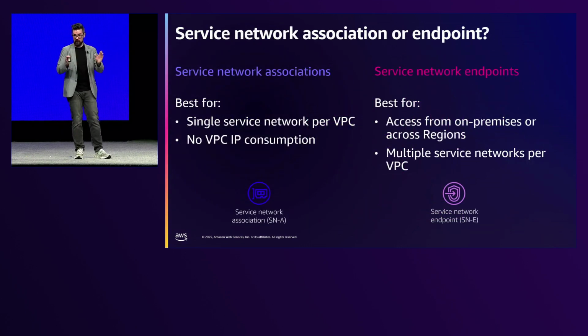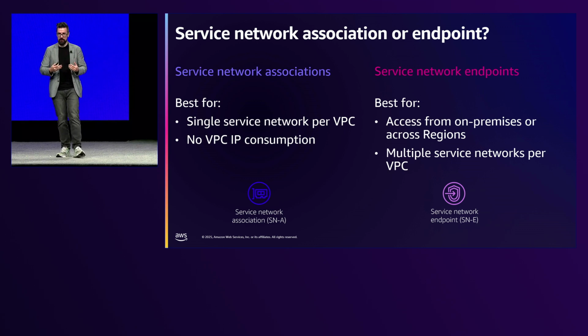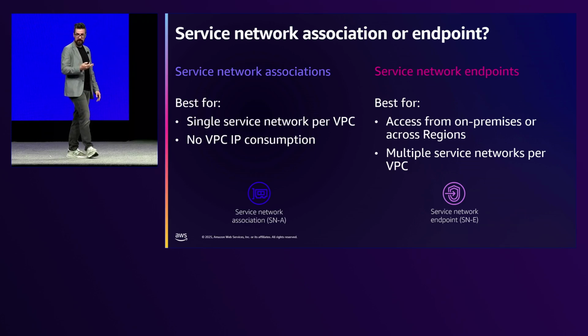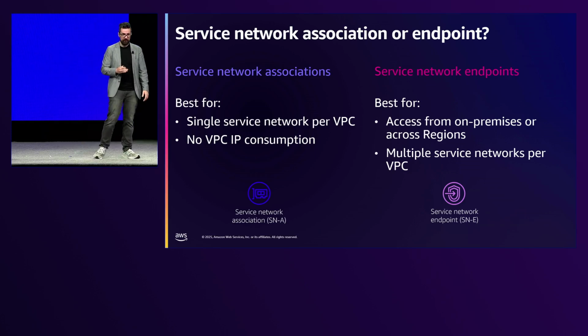So just to summarize here, if you're going to do service network associations, those are probably what you'll start with, and they'll be for a single service network per VPC, and if you don't have any concerns with IP consumption. But if you need to access multiple service networks or access them from on-premises or outside of a given VPC, that's where you would want to use a service network endpoint.